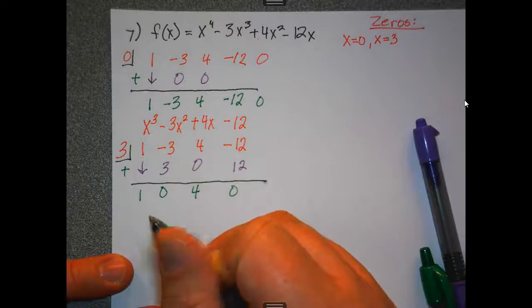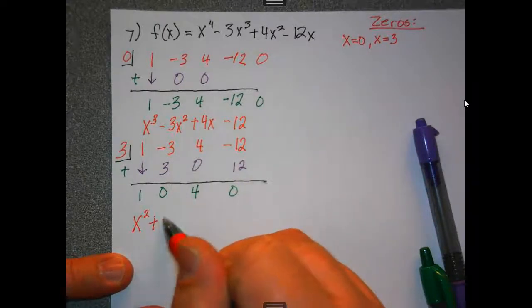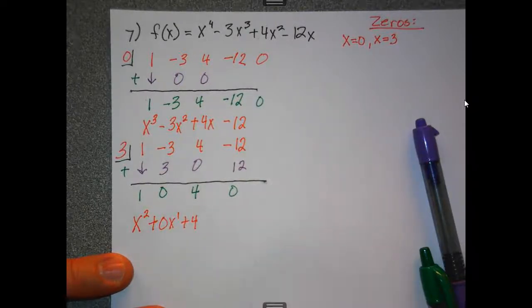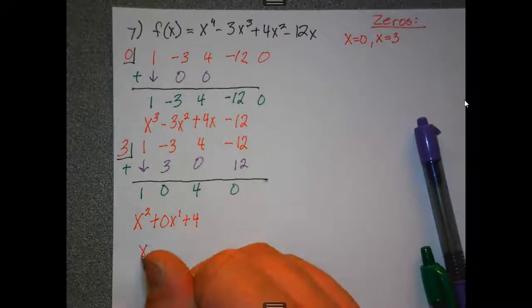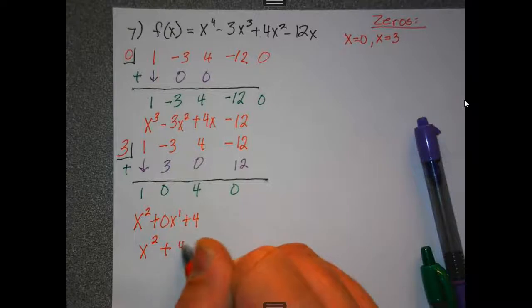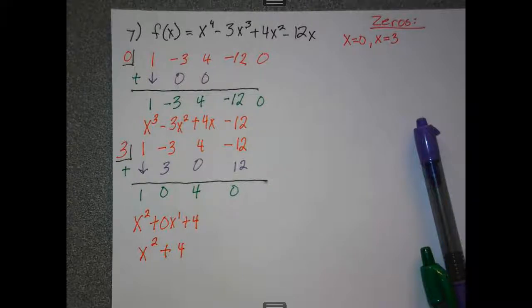Okay, 1x squared plus 0x to the first plus 4. Now we can easily factor this, right? Right. How do we factor this? You slow down. I have x squared plus 4. Factor that. What are my factors? What are my factors?